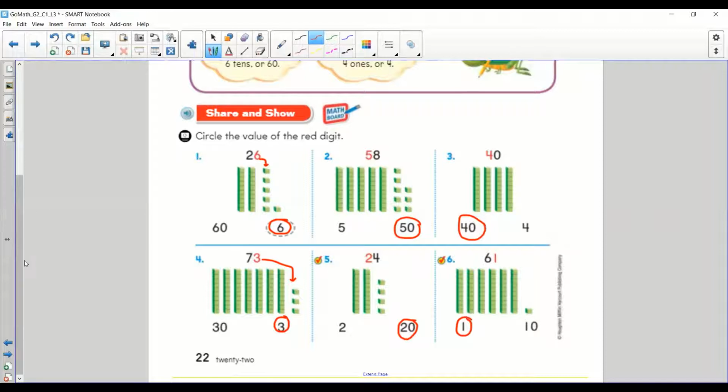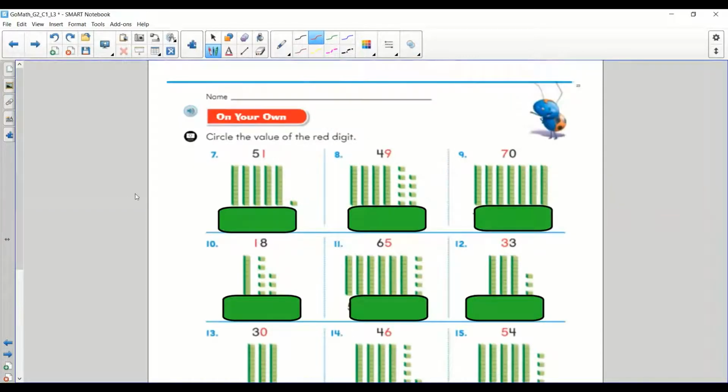Okay, now are you ready to do a page on your own? This is the page that says on your own. Now circle the value of the red digit. If your teacher wants you to do this on your own, you can go ahead and do it on your own. Or your teacher can work with you. So we'll pause right now so you can do this on your own. And then we'll come back and find out what the answers are.